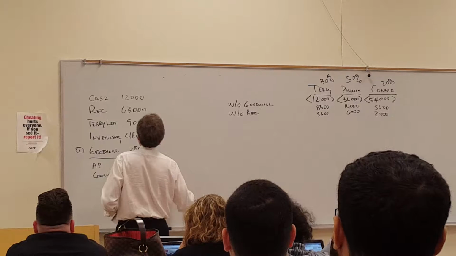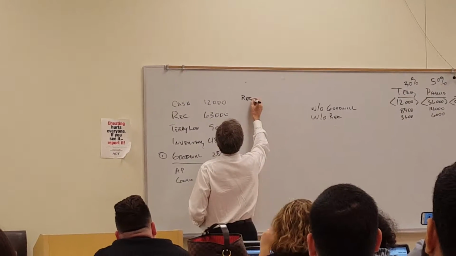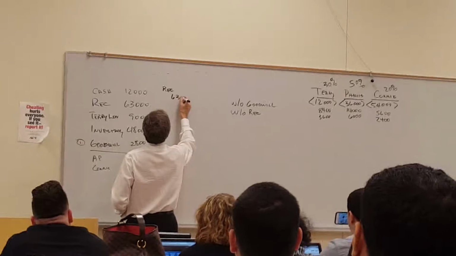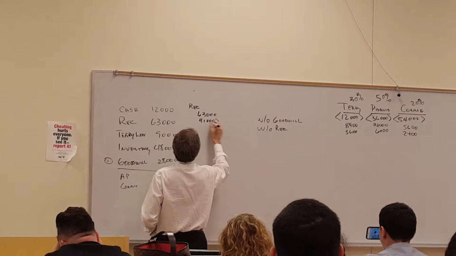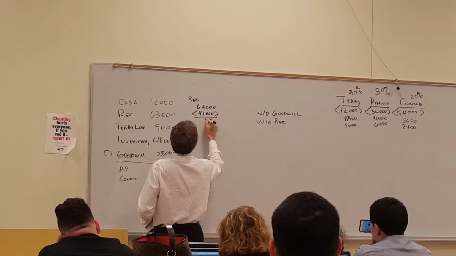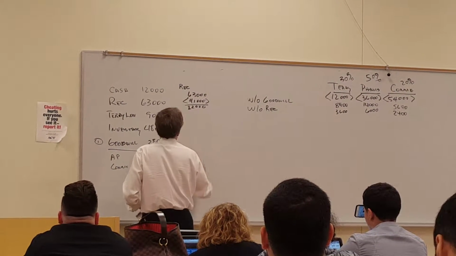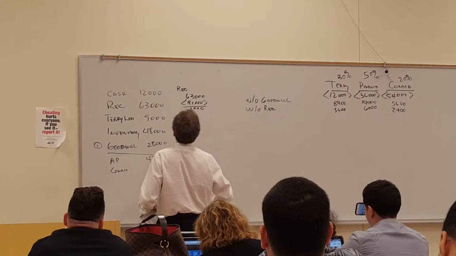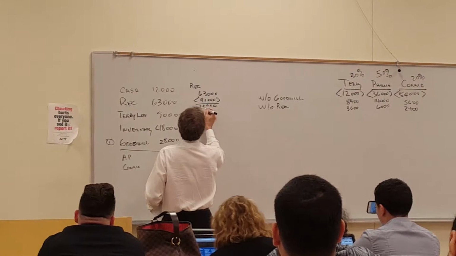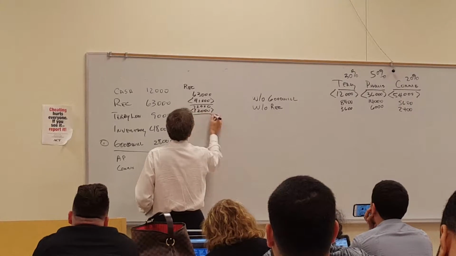So we look at receivables. We had $63,000. We collected $41,000. That left us with $22,000. We're going to write off $12,000 more, so now receivables has a balance of $10,000.